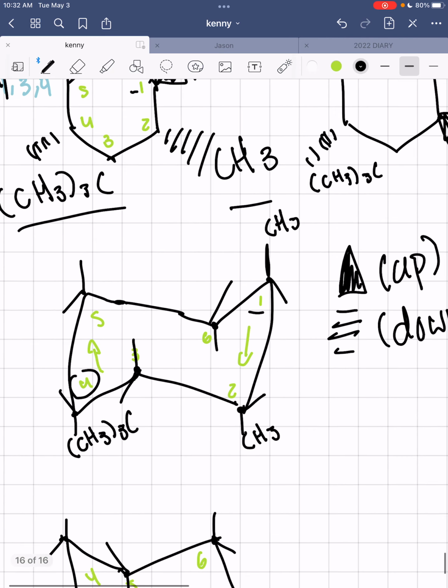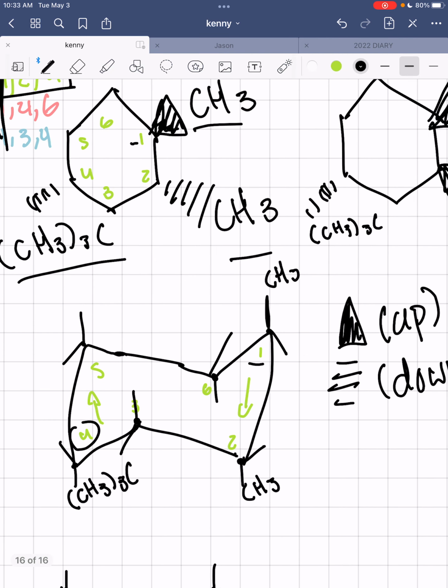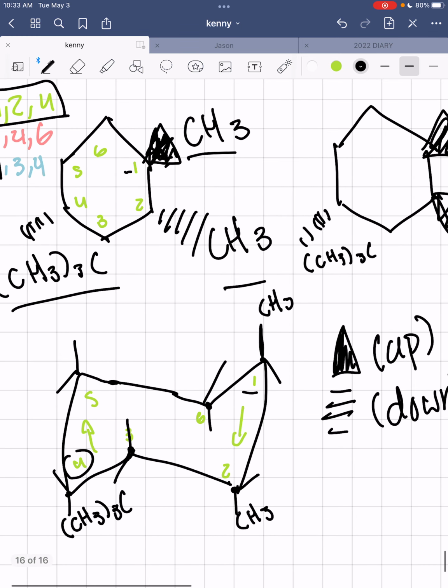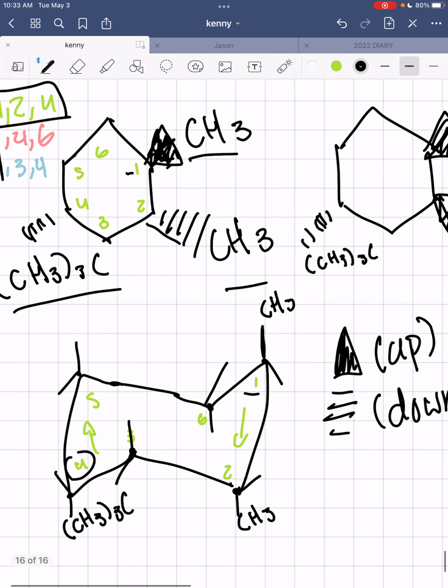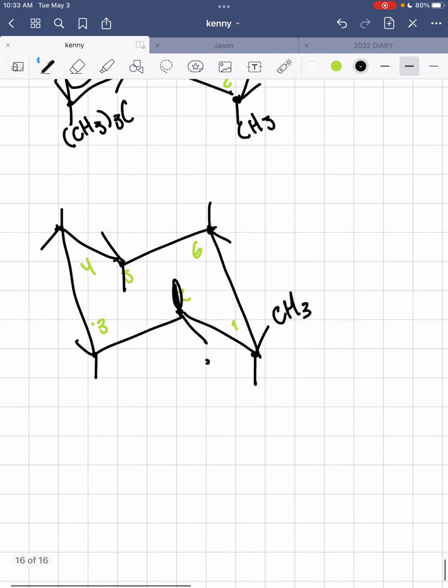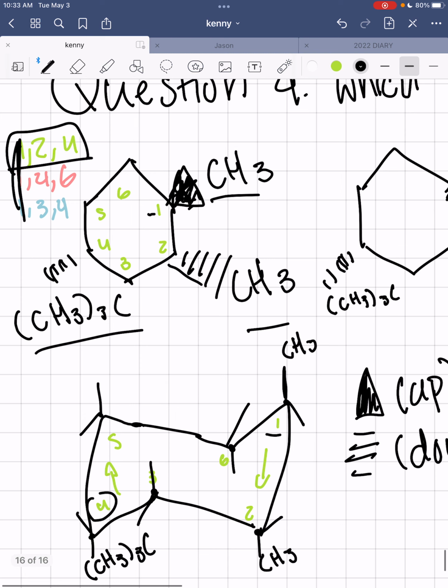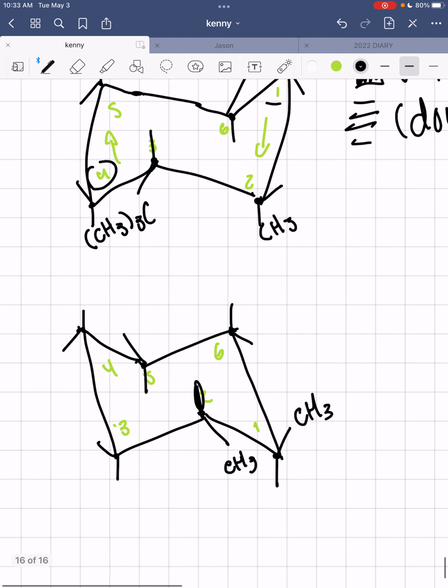And now we can put which one goes where. So the first one is a wedge, so that means it's up. First one would be right here. The second one is a dash, so it'd be a down one, right here. And then the fourth one is a dash, that's on the down one, so it'd be right here.